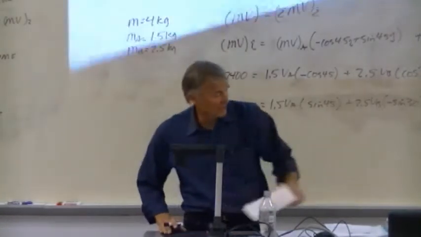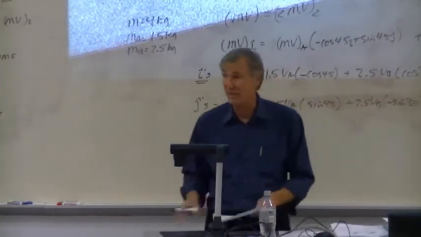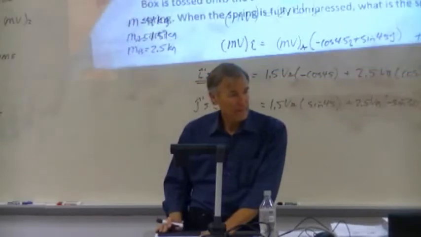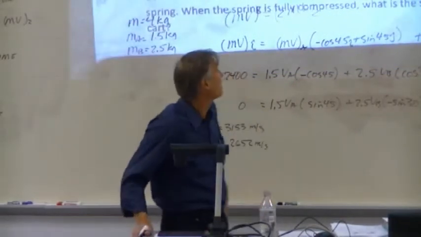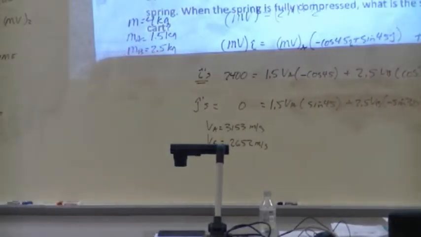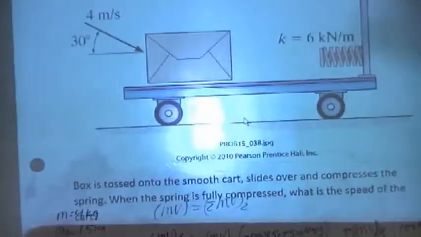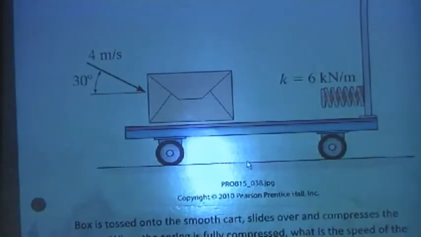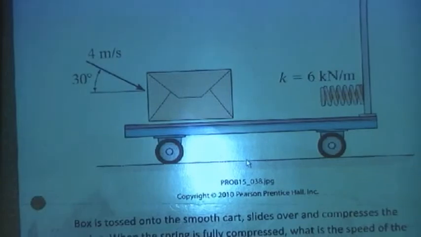Okay, let's do another one. Let's do one where we're back in one dimension again, just one direction. This is a real interesting one. Here we have a box that we're going to toss onto this cart. The box and cart are smooth, so there's no friction between the cart and the box when we toss it on there.